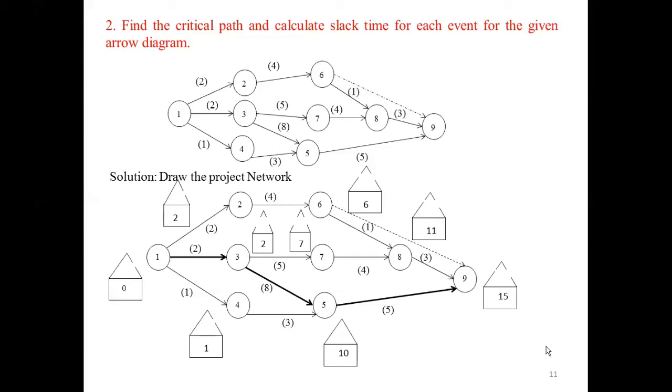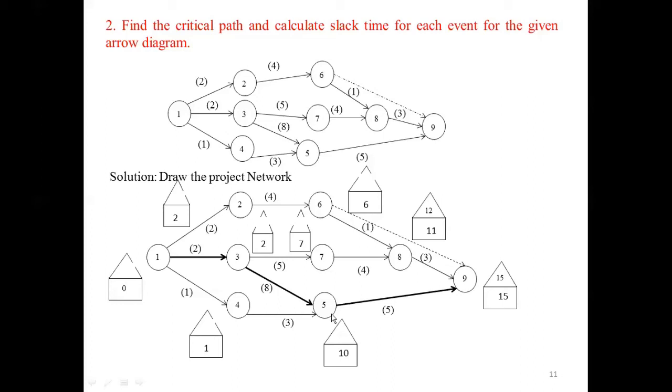After writing the forward paths, you have to write the backward paths. That is, you have to enter the values in this triangle. Whatever value you got at the end, you have to write the same value. That is, here you have to write 15. Then next, for node 8, 15 minus 3, you will get 12.